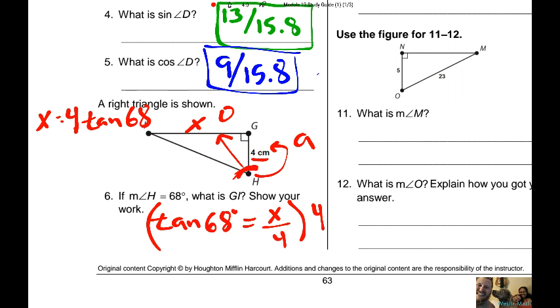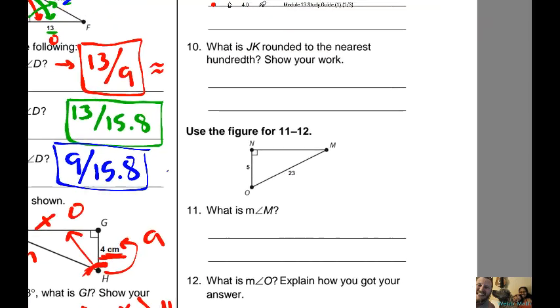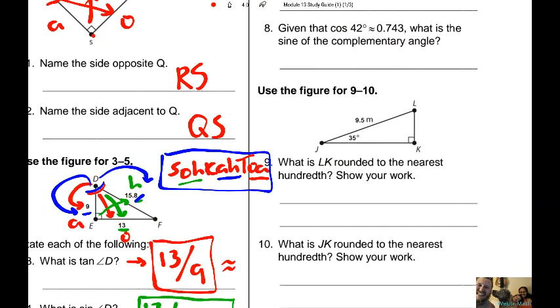Type 68 in. Press tangent. You should get 2.4750, blah, blah, blah. Multiply by the 4. And you should get, for GI, or in this case I called it X, 9.900, and if that happens, that's fine. So there you go. And double check. Don't do the rookie mistake. We're talking about centimeters here. 9.9 centimeters, not 9.9 giraffes. The giraffe is probably missing his tail.